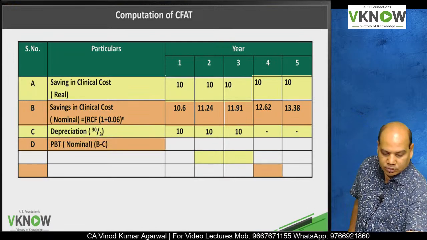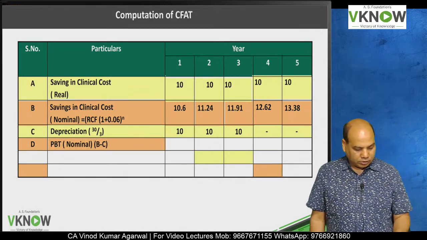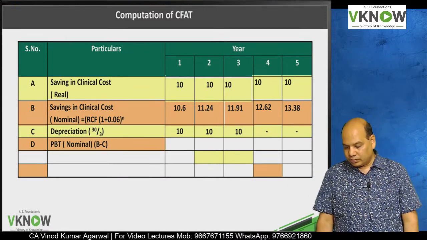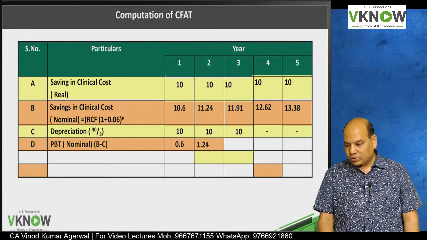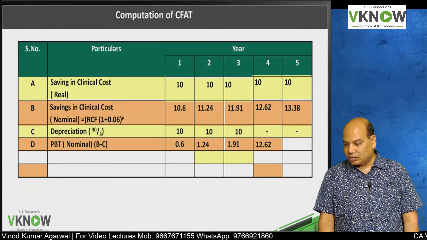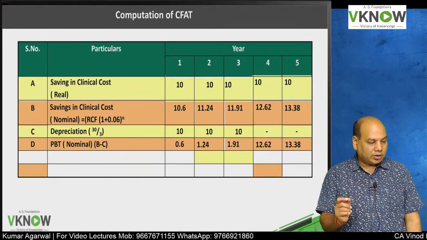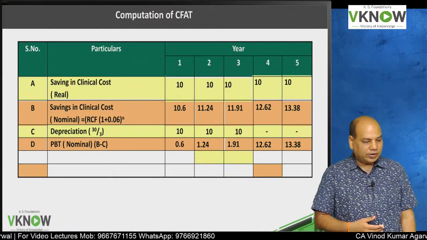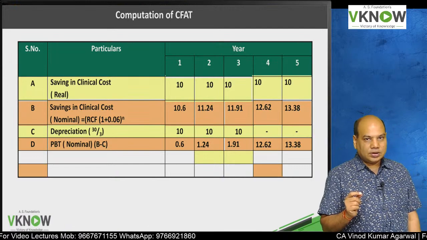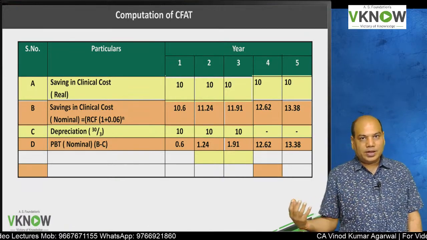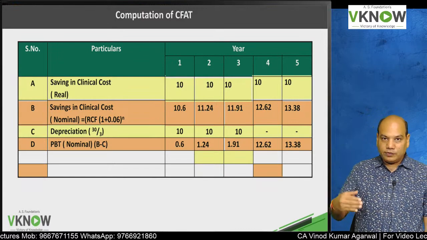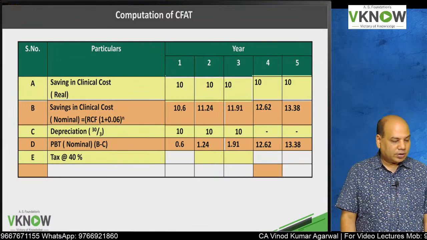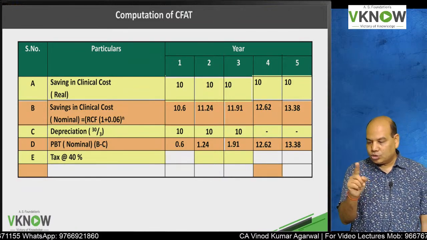PBT nominal. B minus C: 0.6, 1.24, 1.91, 12.62, 13.38. This is the amount by which your profit will increase. If you purchase this equipment, your profit will increase by these amounts. But because your profit will increase, we'll have to pay tax also. Tax at the rate of 40%, shortcut: 0.4 into 0.6.